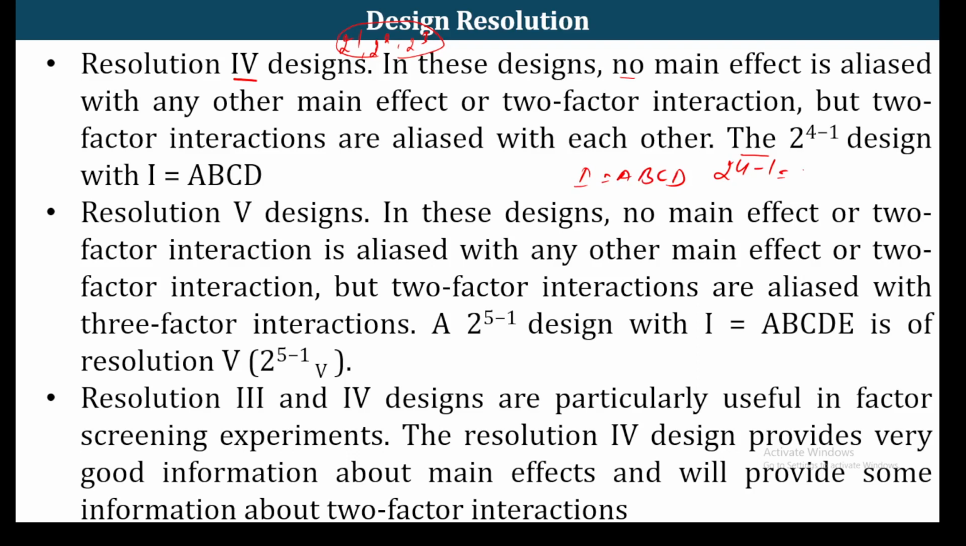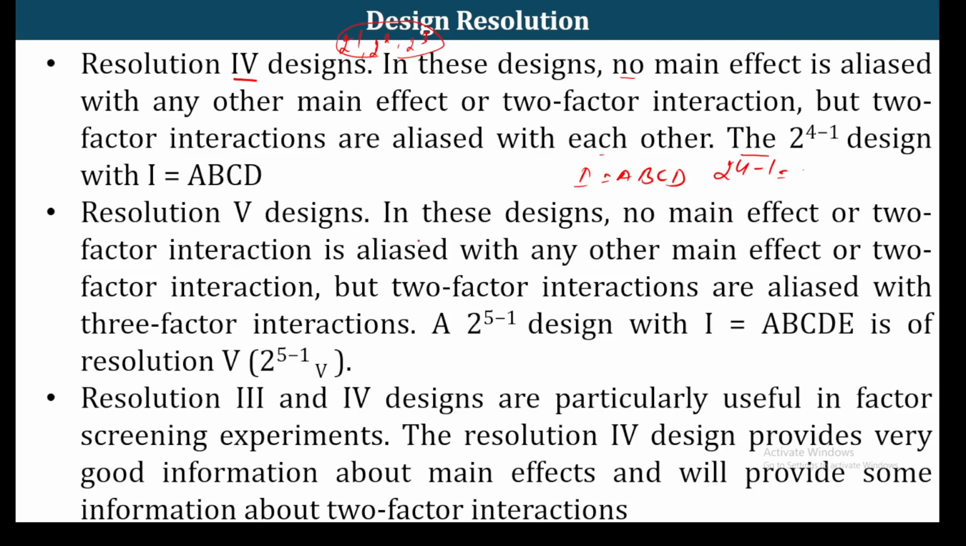For that, I will show you that table, how resolution 5, resolution 3 or 4 is going to be done. For the case of 5, in the design, no main effect or two-factor interaction is aliased with any other main effect or two-factor interaction, but the two-factor interaction is aliased with the three-factor interaction. In the 4 design, two-factor interactions are aliased with each other, so they are aliased with the two-factor interactions only, but with each other.